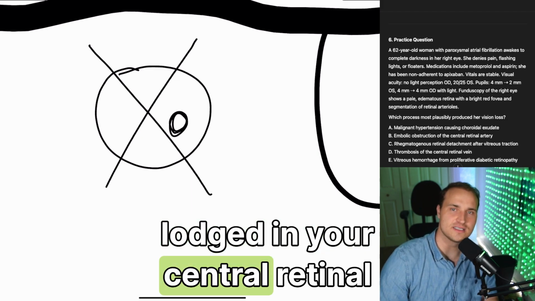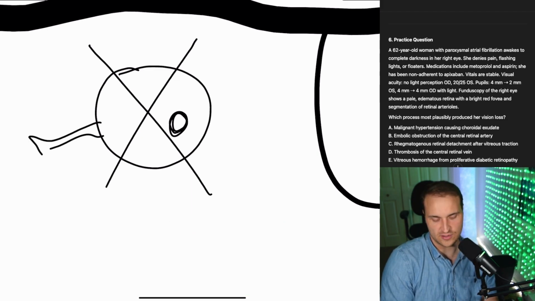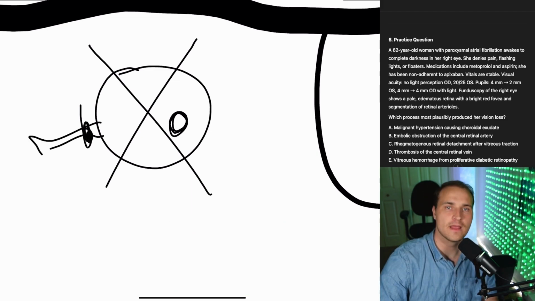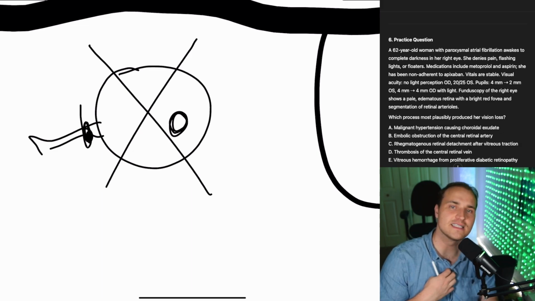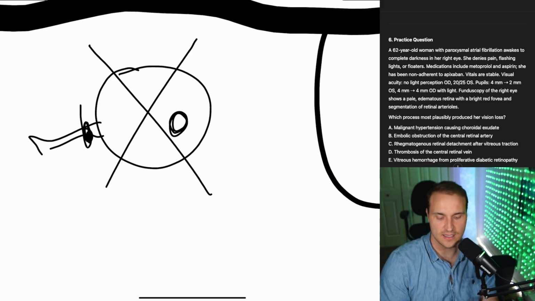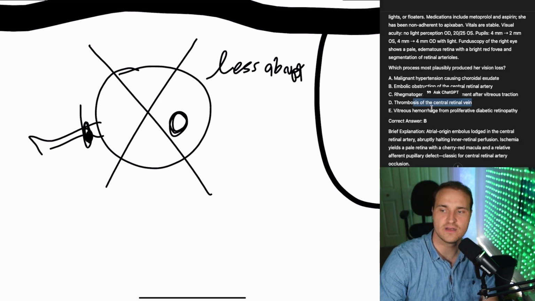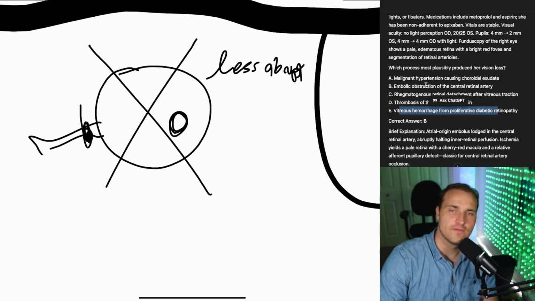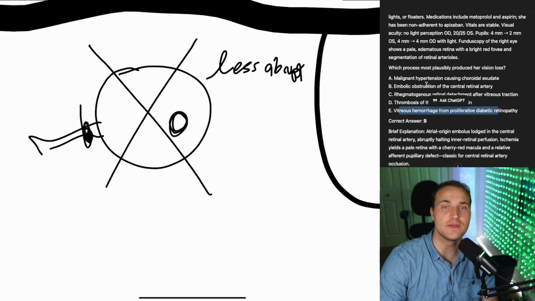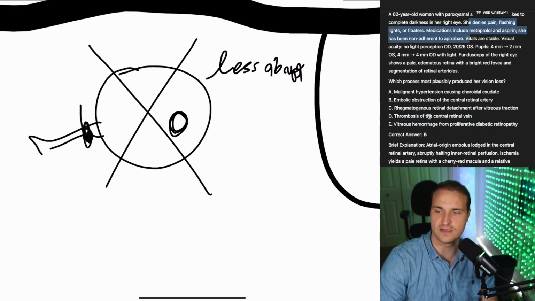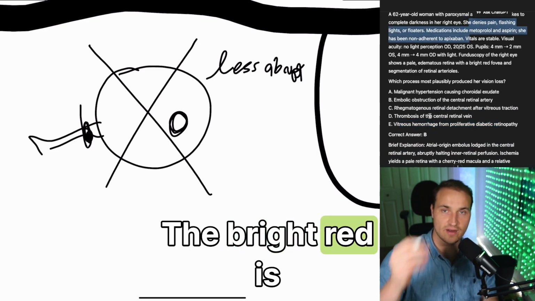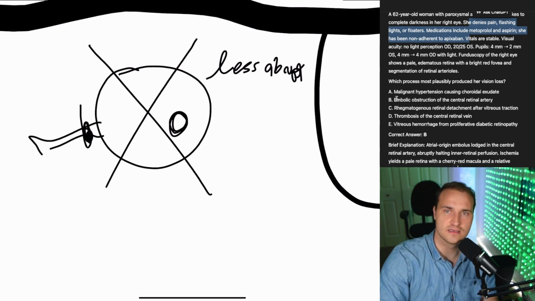It's going to be lodged in your central retinal artery. So you've got that central artery that pours in. We've got an embolus right over here. I have another video on this if you want to check it out. With venous occlusion you have the veins that are dilated and the vision loss is a lot less abrupt, right? So definitely not going to happen overnight. Vitreous hemorrhage of proliferative diabetic retinopathy: you're going to have a hazy red reflex with floating debris that occurs in advanced diabetes, not your classic AFib patient here. This is a different appearance as well. The bright red is not what you see in vitreous hemorrhage. You see those floating debris.